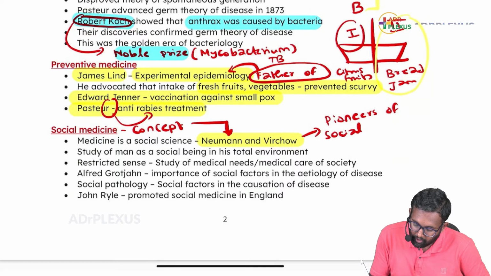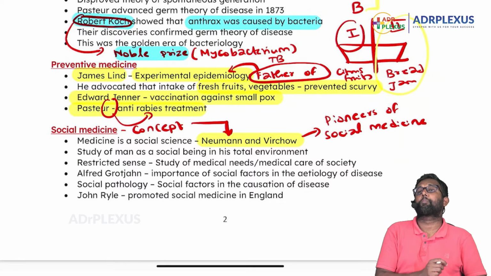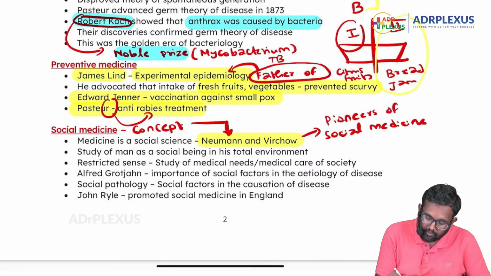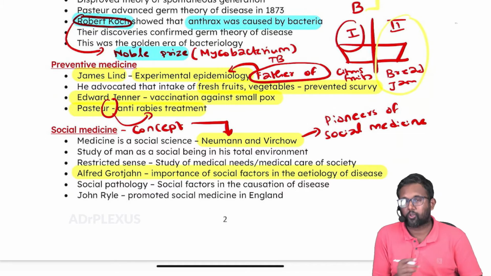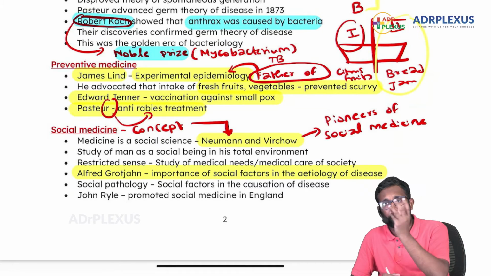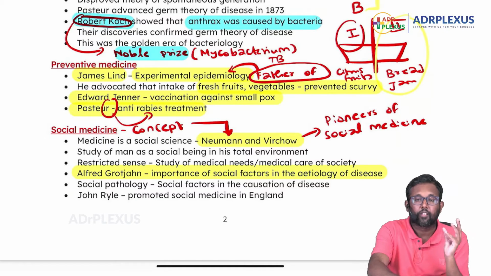They are called the pioneers of social medicine. So the next important person here is Alfred Grotjahn. Grotjahn, you can remember like "globe jam". Remember globe jam. What is this globe jam or Alfred Grotjahn about?